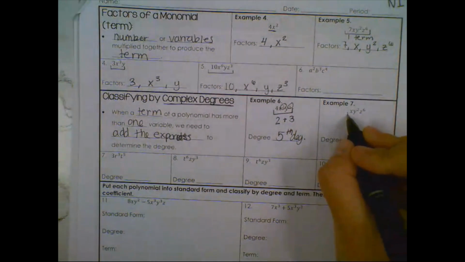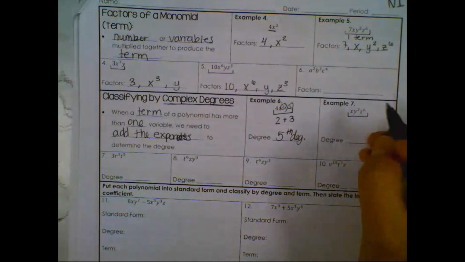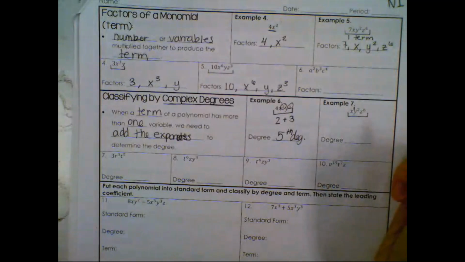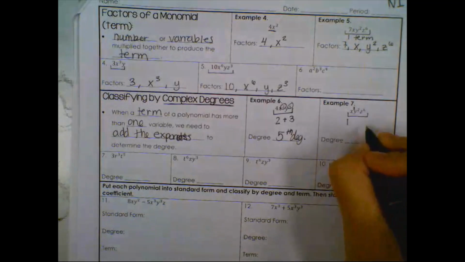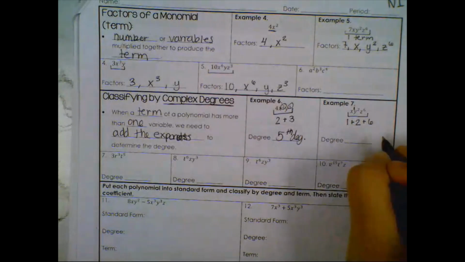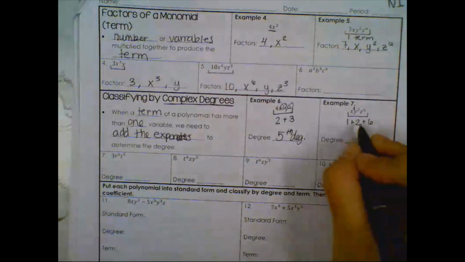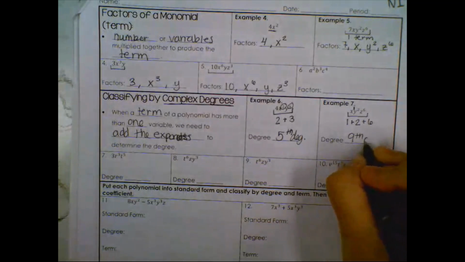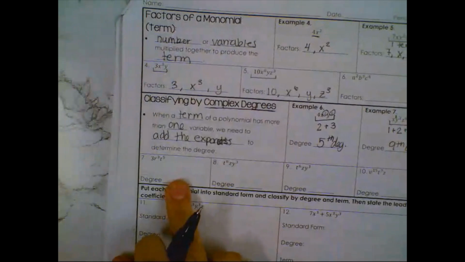Looking here, this is where it gets tricky. We have 3 variables making up this term. We have x, and what we have to remember is that this x is technically to the first, so I'm going to pencil in a 1 to remind myself. So I have the first, the second, and the 6th, all making up one term. The total degree of this term, 1 plus 2 plus 6, is going to be the 9th degree.